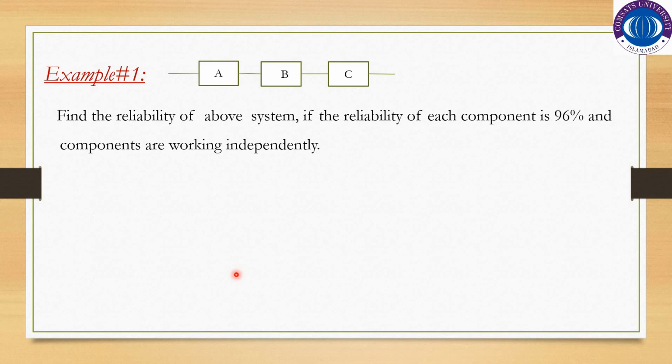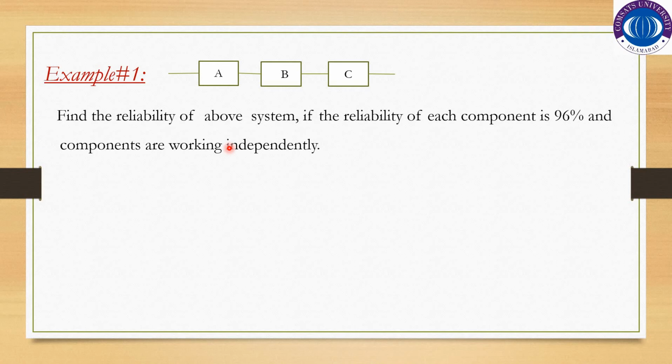Example 1 हम देखेंगे. Find the reliability of the above system if the reliability of each component is 96% and components are working independently. Here class, first we will discuss what is working independently. Independence of components from each other and independence of system from some component, these two things are totally different.